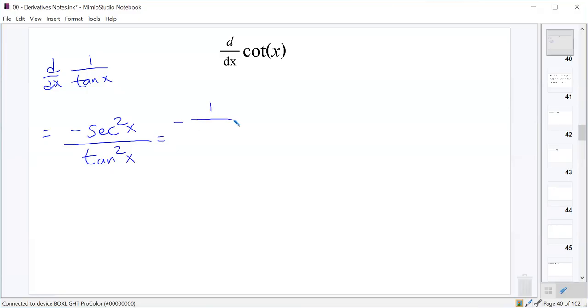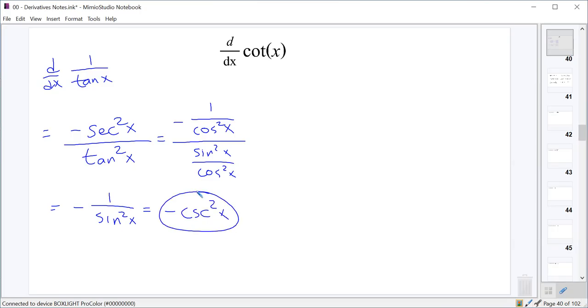Negative secant squared is negative 1 over cosine squared x. And tangent squared is sine squared x over cosine squared x. And anytime you have a complex fraction where the denominators are the same in both the numerator and the denominator, so we've got cosine squared here and cosine squared here in the denominators of both parts of our fraction, we can just eliminate those and turn this into negative 1 over sine squared x, or negative cosecant squared x. So our derivative of cotangent is negative cosecant squared.